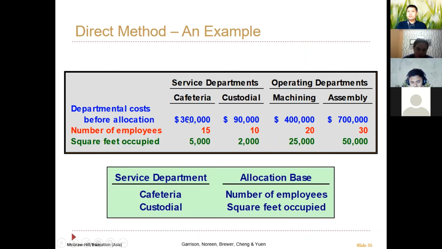Okay? Now, let us distribute the custodial cost based on square feet occupied naman. No? O ito. Based on square feet, 25,000 is machining, 50,000 si assembly. So ano ngayon to? 25 over 70 at saka 50 over 70 multiplied by the custodial cost of 90,000. Did you get it? Okay, let's do the computations.